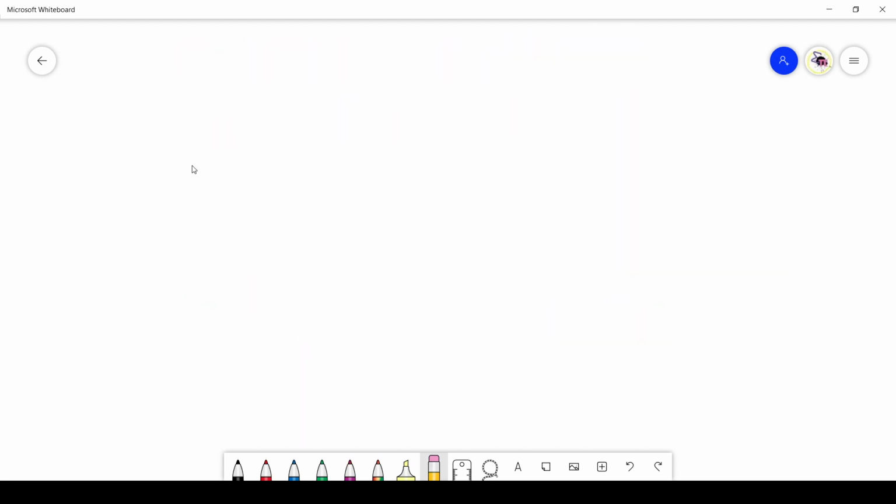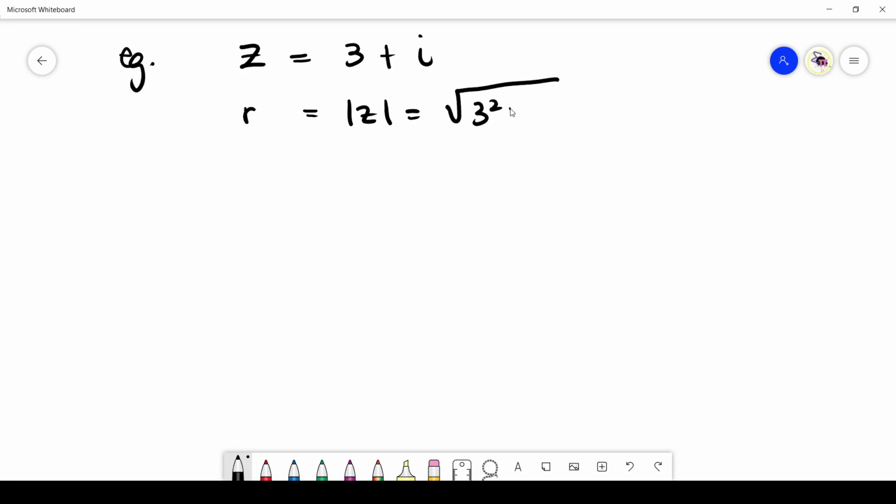For example, let's look at a complex number z being equal to 3 plus i. Using our formulas, r is simply equal to the length of that complex number, which is given by the square root of x squared plus y squared. So that gives us the square root of 10.